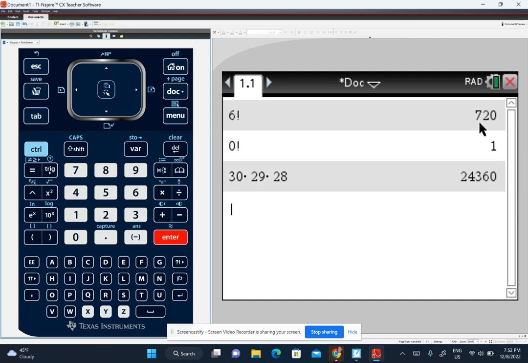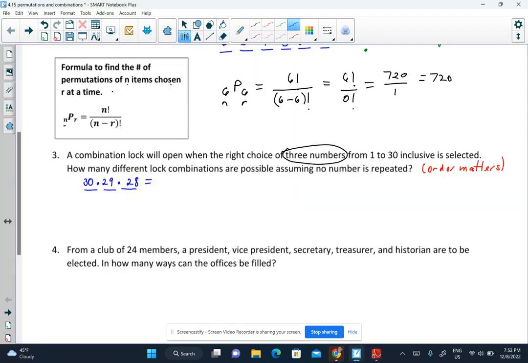And we get 24,360. That's a lot of ways. So that's one way we can get our answer. And that's probably what I would typically use. But let's try the formula because I want to show you how we can actually do this in the calculator as well.